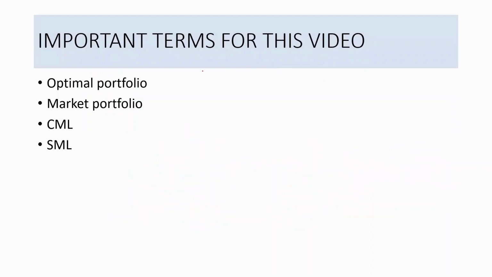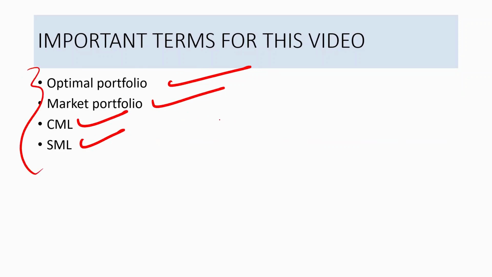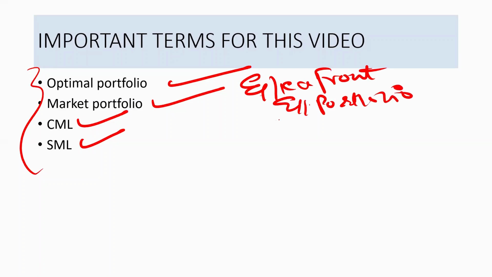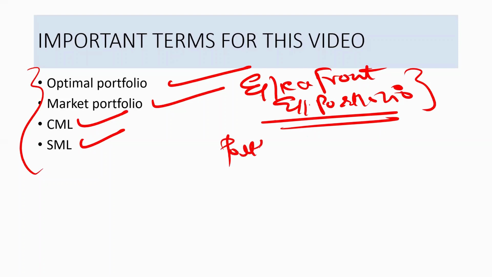Important terms. These are very important terms that we will be using throughout our video today. Optimal portfolio, market portfolio, CML and SML. Once you have completed this video, come back to this particular PPT once again, and you will be able to understand these terms very well. Other terms would be efficient frontier, efficient portfolio, portfolio theory. These are the various terms that you should be well versed in before you go to the exam.